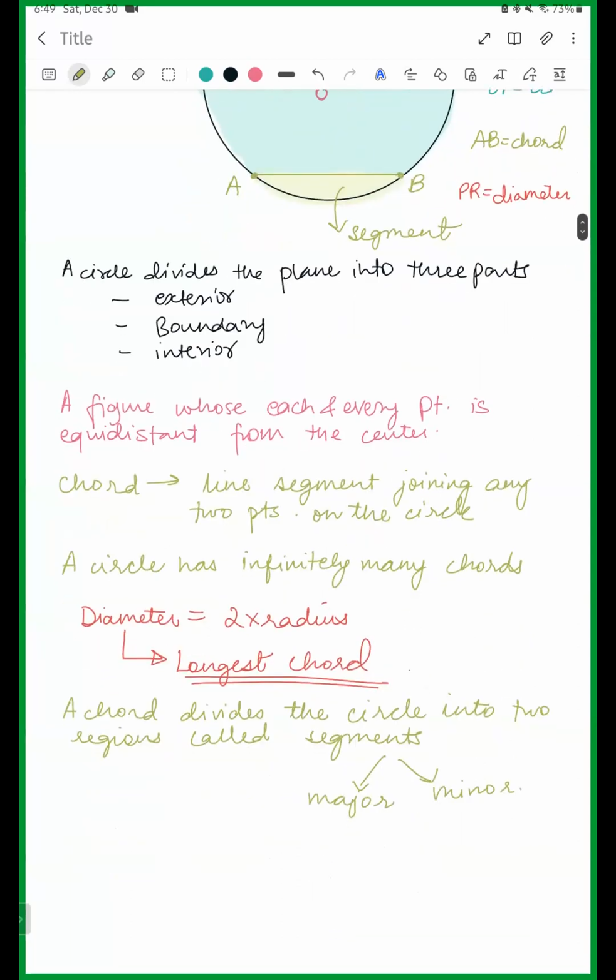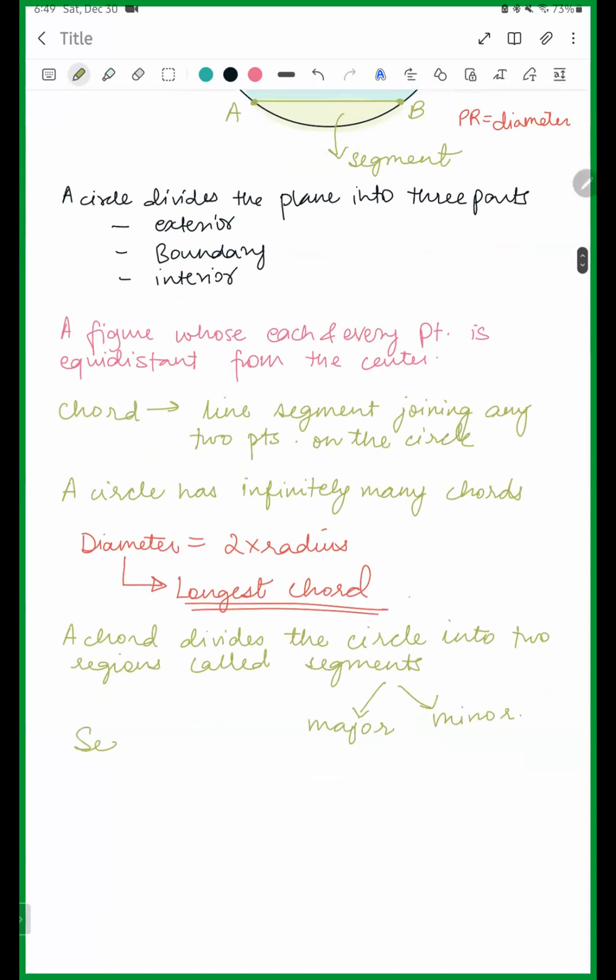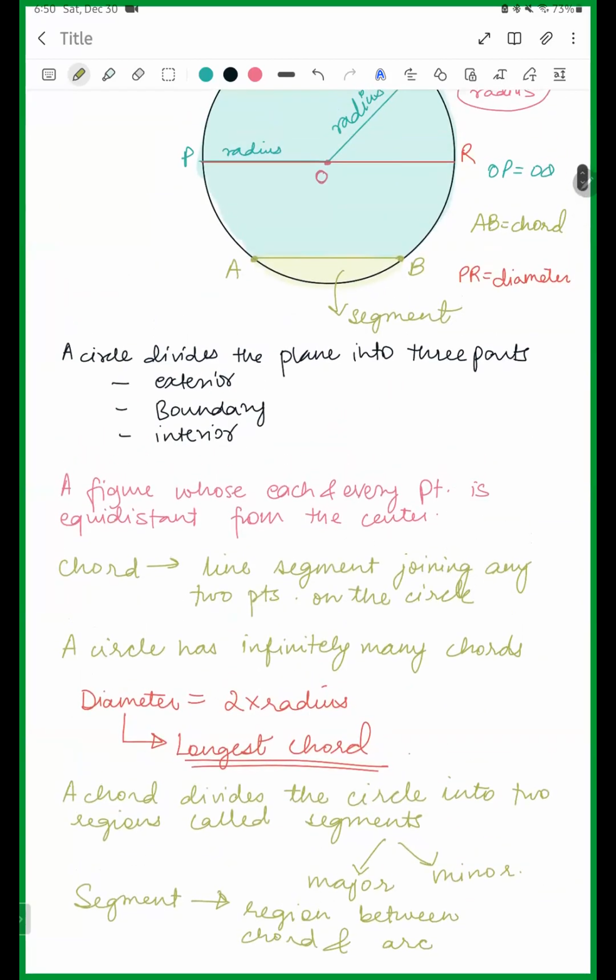So if you want to define what a segment is: area or region between chord and arc of the circle. Now, what is this arc? A segment is the region between the chord, this chord, and the arc of the circle. This is the arc.